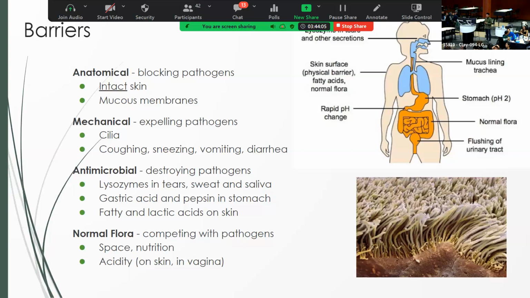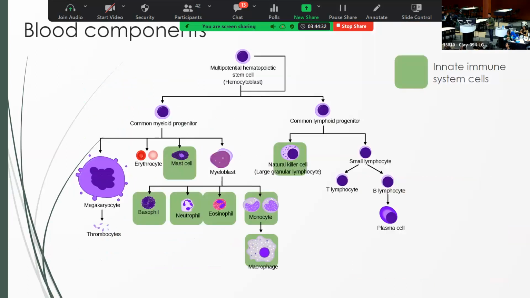There's the antimicrobials, just the proteins, for example, that are in your system to prevent it ever getting into your body. For example, the fatty acid, the lactic acid on the skin makes it a very hostile place for any bacteria or pathogen to settle. And there's obviously your normal flora, which Alex talked about this morning. Competing with pathogens and taking up so much space that invasive bacteria find it really difficult to get in. So that's the first step.